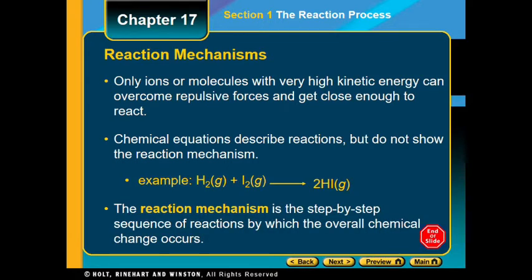In this example right here, if we look at the reaction mechanism, it is a step-by-step sequence of reactions to get to your overall chemical reaction. And the overall chemical reaction there in yellow is showing you how hydroiodic acid is made, or hydrogen iodide. You have your hydrogen gas and iodine that are reacted together to give you HI.